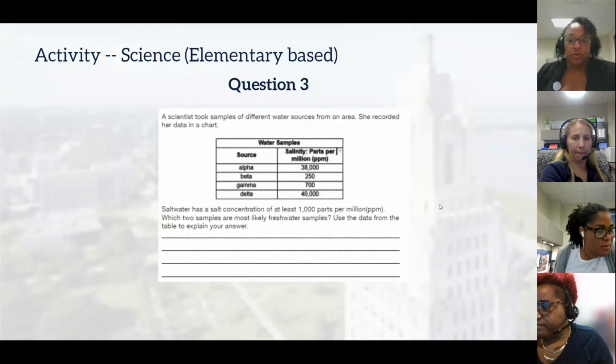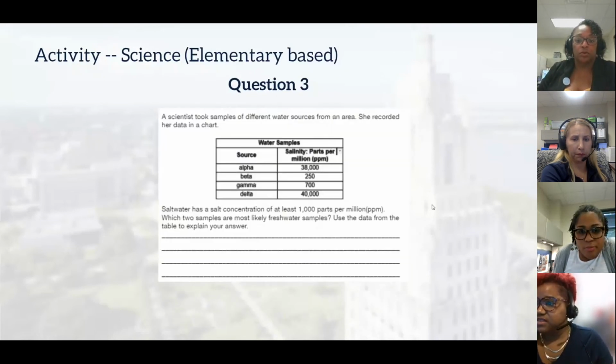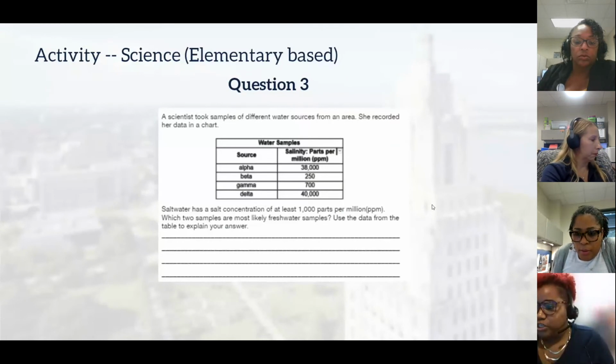For our next one, we have question 3. It says a scientist took samples of different sources of water from an area. She recorded her data. Salt water has a salt concentration of at least 1,000 parts per million. Which 2 samples are most likely freshwater samples? Use the data from the table to explain your answer. And there were some words in there that should lead you towards your DOK level.